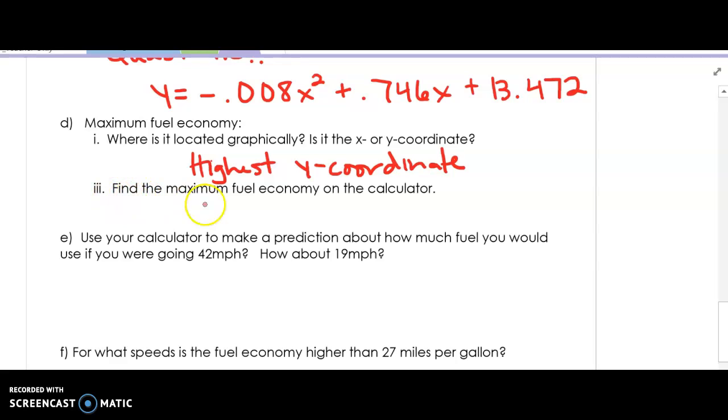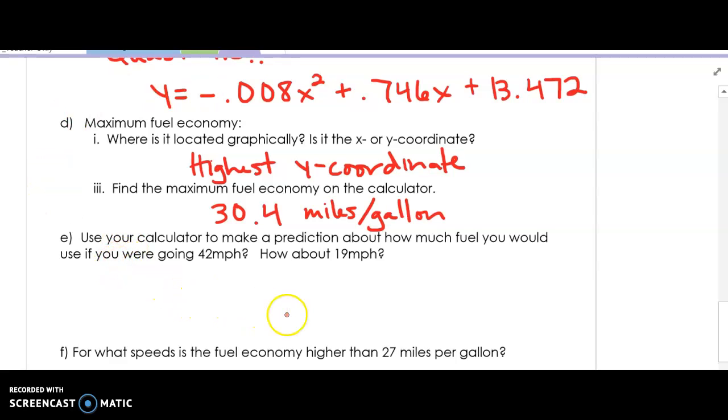Part 3 says find the maximum fuel economy on the calculator. Well, fuel economy is our Y value, and we just found that that maximum Y value was 30.4 miles per gallon. Nice, we just used our regression equation to help us answer a question and make predictions about some of this data. And so we're going to do the same thing for part E.